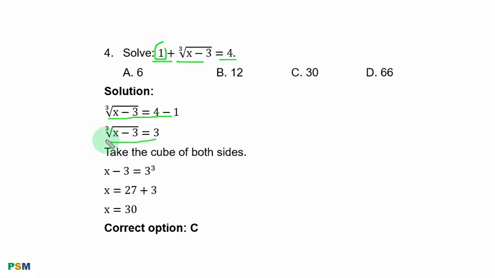If you take the cube of both sides, this term becomes s minus 3 equal to 3 cube. That is 27, for 3 cube. You transfer minus 3 to the right, it becomes plus 3. Therefore, s is equal to 30. The correct option is C.